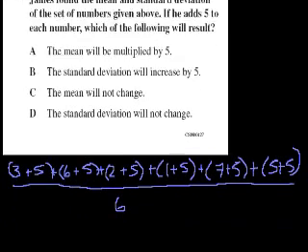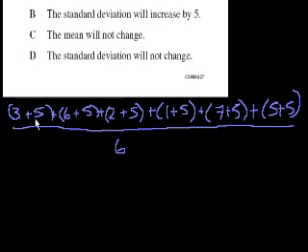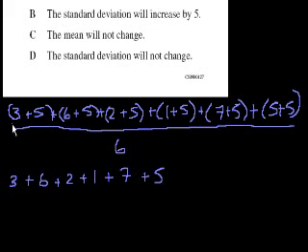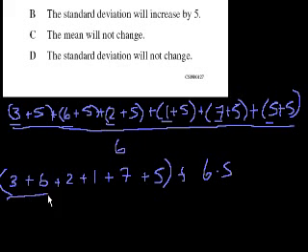This is the same thing as, let me write this. If we get rid of the parentheses, all we're doing is adding. So that's the same thing as 3 plus 6 plus 2 plus 1 plus 7 plus 5. I just took the first terms in each of these, right? Plus, how many 5s do we have? 1, 2, 3, 4, 5, 6. Plus 6 times 5. All of that over 6.